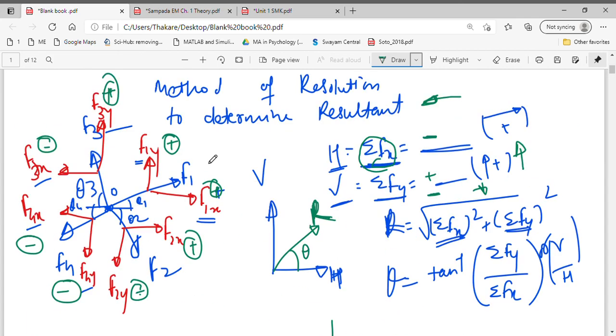This is how you determine the resultant based on the method of resolution.